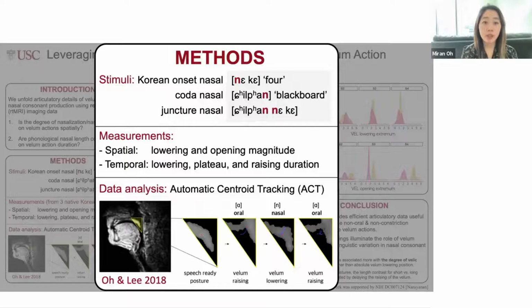Data obtained by 3 native Korean speakers using real-time MRI is analyzed with an automatic centroid tracking tool that tracks the pixel intensity weighted velum centroids for each video acquisition frame.